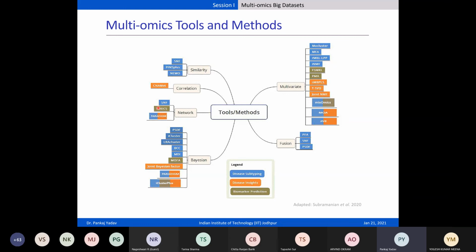Then there are approaches focused on the network paradigm, and the main popular tools are basically this and netICS, and then there is also mixOmics. So this is a very interesting tool. I will show you some insights into mixOmics, which is based on multivariate analysis, in my coming slides.